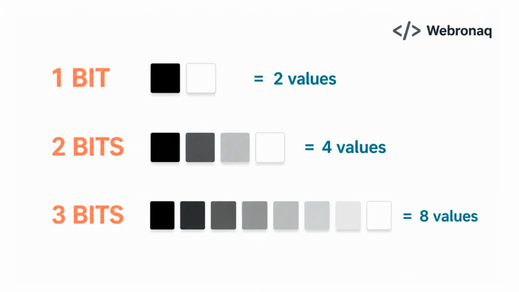Now, here's where it gets interesting. When you add more bits, the number of possible values doesn't just go up, it doubles every single time. With one bit, you get two values. Add another bit, and now you have 4 values. Add one more, and you jump to 8. So the formula is simple. 2 raised to the power of however many bits you have. This doubling is the secret behind why bit depth matters so much. The more bits, the more detail you can store. Let me show you what that actually looks like.